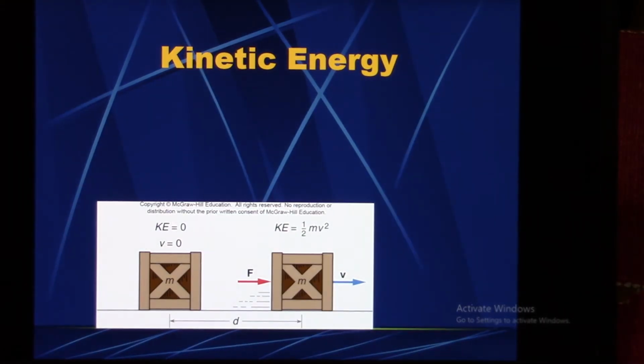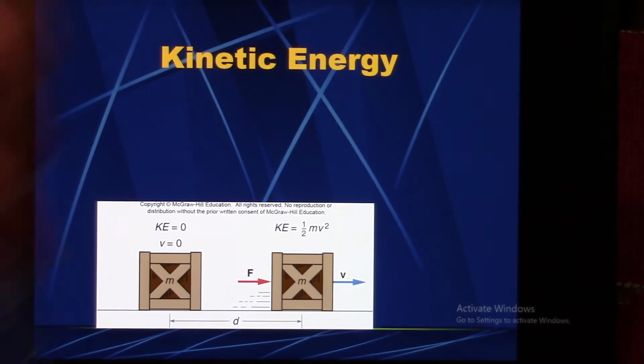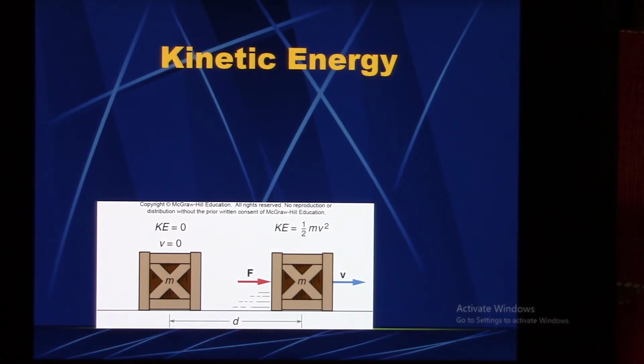Well, it takes energy to do that, right? And it's the mass, right? And then it's proportional to the square of the velocity. So the faster you're going, the more kinetic energy you're going to have, and it's squared. So it means that if you're going fast, the kinetic energy builds really quick.